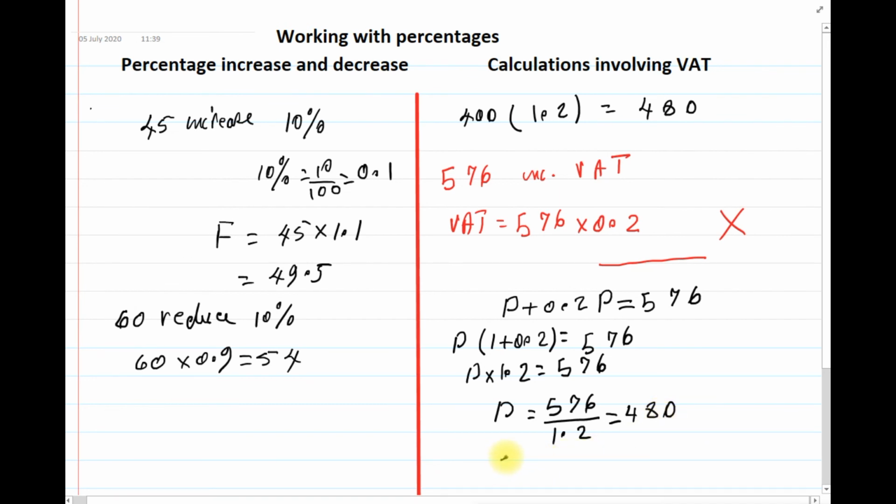So if I now take away 576 minus 480, this will equal, I think it's 96. So 96 is the amount of VAT we have paid on the purchase of £576 with a VAT rate of 20%.